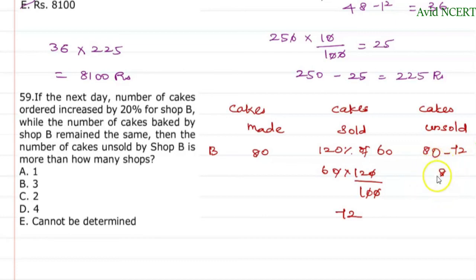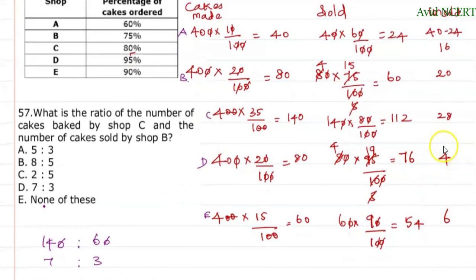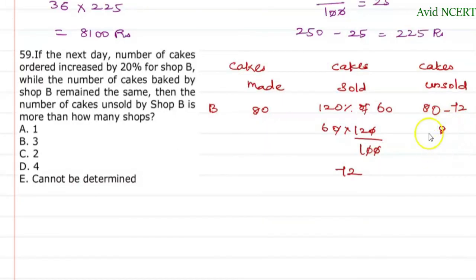So the shop B still has 8 cakes unsold, which is comparatively more than shop D and shop E. Whereas shop D has only 4 cakes unsold and shop E has only 6 cakes unsold. Shop B has 8 cakes unsold. So which is like how many shops? It's comparatively more than 2 shops, that is D and E.